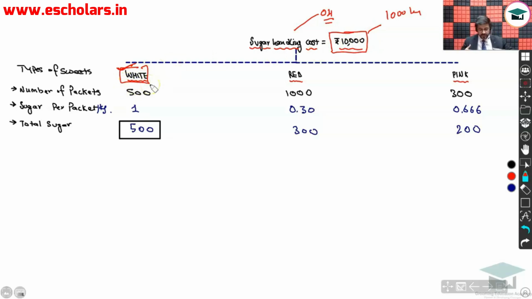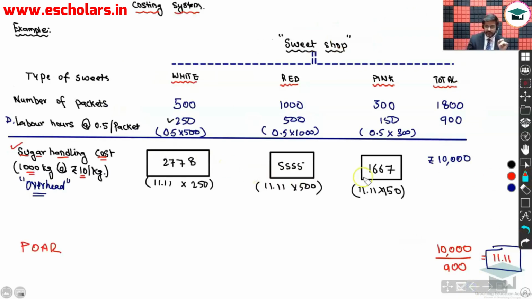Because you are preparing three sweets, white, red and pink, and you want to calculate their total overhead cost. What we did in the previous system, pay attention, our cost was 10,000. We apportion this cost over these three sweets, using labor hour basis, and the labor hours are highest for red. So automatically on red, the highest overhead out of 10,000 will be apportioned.